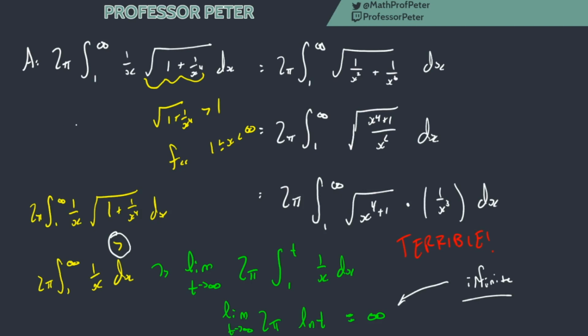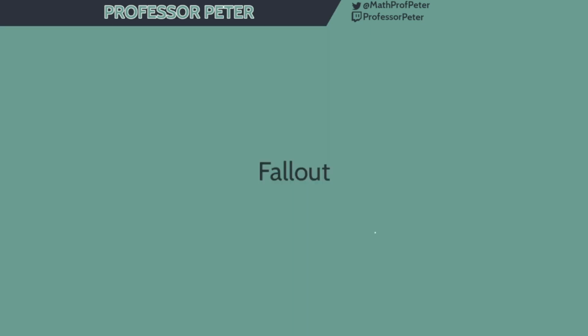This is a really cute little comparison to do instead of having to crunch through this nasty integration by parts, which isn't so bad. Feel free to try it on your own if you know how to do integration by parts. All right, so what does this really mean? We have this interesting solid that has a finite volume and an infinite surface area. What was the fallout of this discovery?